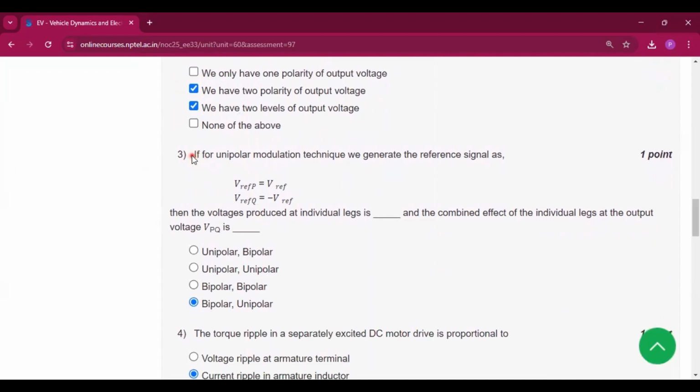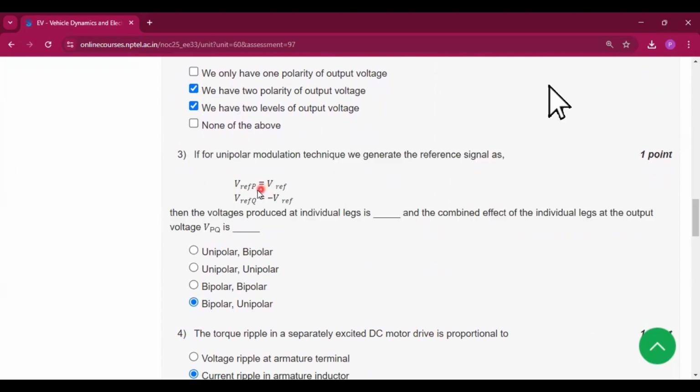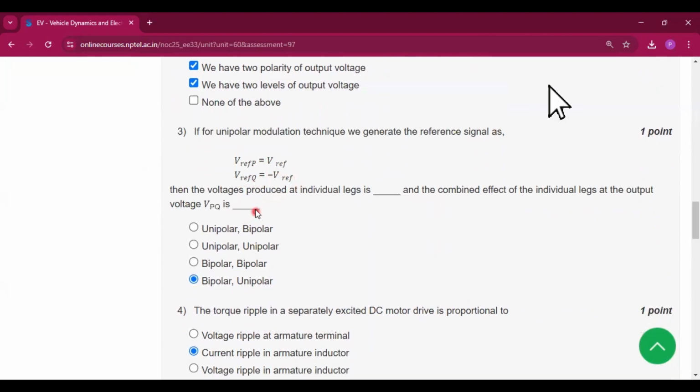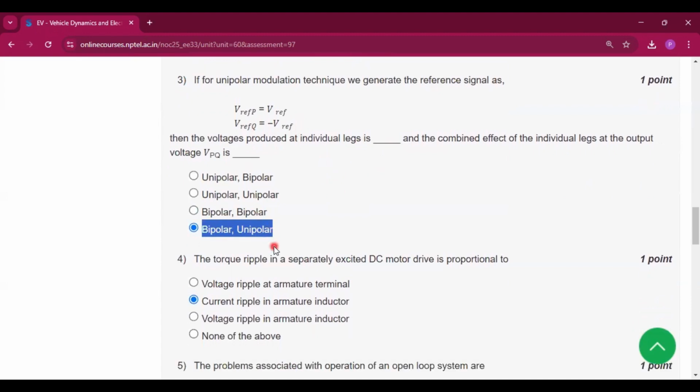Now for question number 3, if for unipolar modulation technique we generate the reference signal as V reference P is equal to V reference and V reference Q is equal to minus V reference, then the voltage produced at individual leg is bipolar and unipolar.